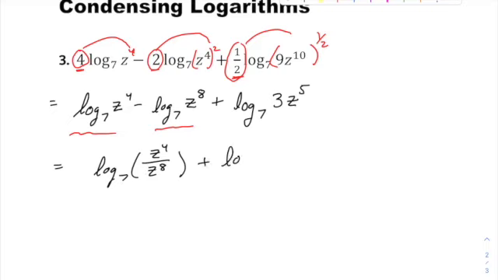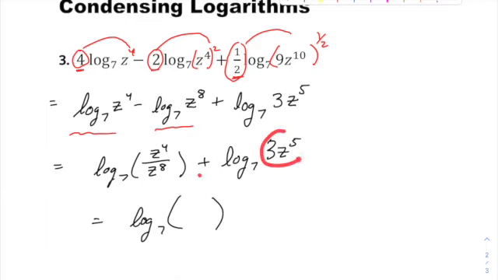And then you also have this plus log base 7 of 3z to the 5th here. So you might be seeing all kinds of things you can do. I could reduce this, but I also am now going to add this log to that one. So it's kind of up to you. I'm going to go log base 7 of, and if I'm adding the 2 logs, then that means I'm going to multiply the argument. So when I'm multiplying this fraction by this, remember you're really just multiplying that numerator by that. So that's going to make 3z to the 9th in the numerator over z to the 8th.